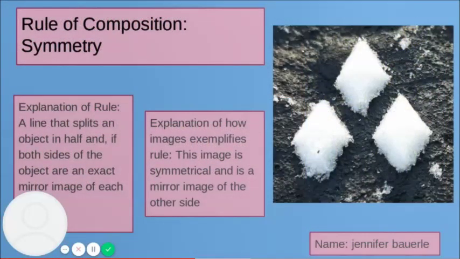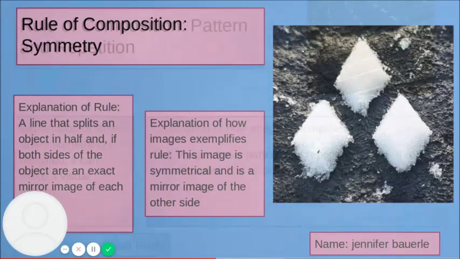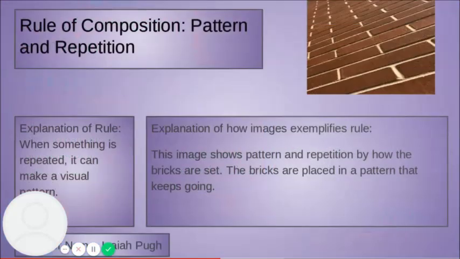The next rule is symmetry, and basically, the image is like a mirror image of the other half, if you cut it in half. This is a rule of pattern and repetition. The rule is when something is repeated, it can make a visual pattern, and this photo makes a visual pattern by how the bricks are laid out.